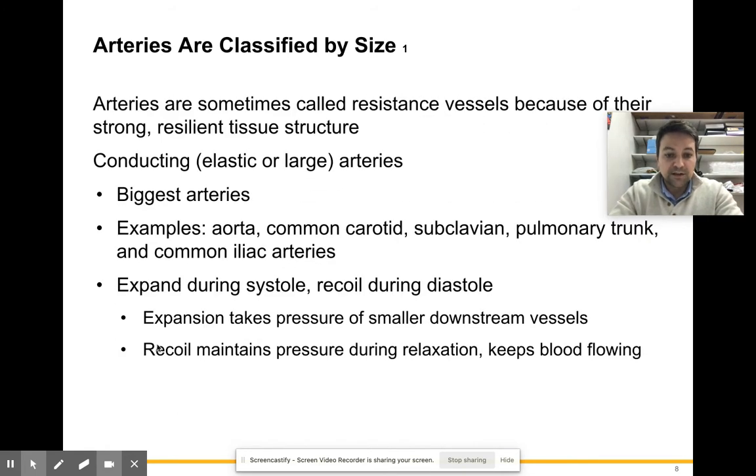These expand during systolic blood pressure, and they recoil during diastolic blood pressure. So they expand to accommodate the pressure that is being forced upon them during systolic blood pressure, and they recoil when the heart relaxes, because that's what diastolic blood pressure is. It's the relaxation of the heart.